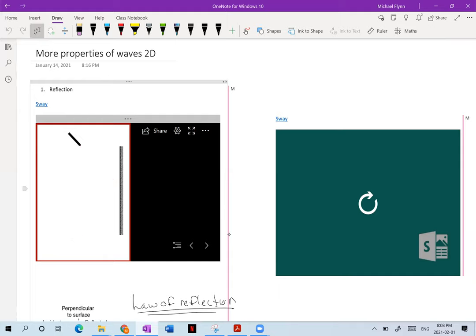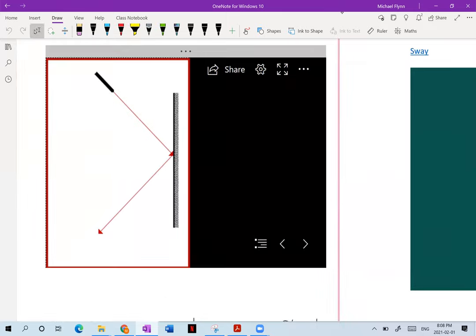Okay, so now what I'm going to do is just do a little annotation here. Let me zoom in on this picture first. Okay, so this is the law of reflection.